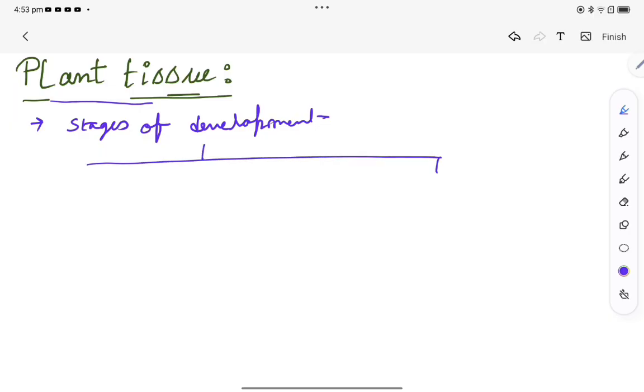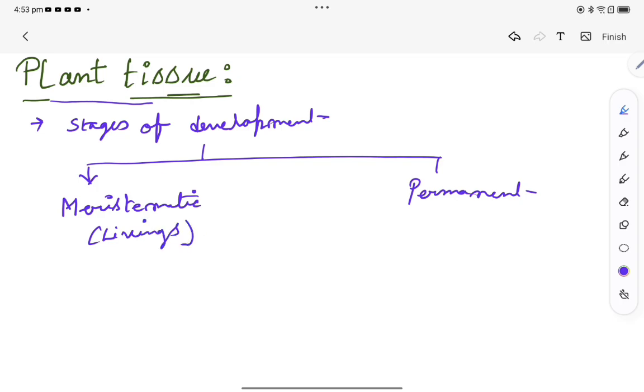Now based on stages of development, there are two types of plant tissue, right? First is meristematic tissue, and second is permanent tissue, right? Now meristematic tissues are generally living and they can divide and grow in number, right? And permanent tissue cannot do that. After a certain time they lose their ability to divide and they become permanent tissue.